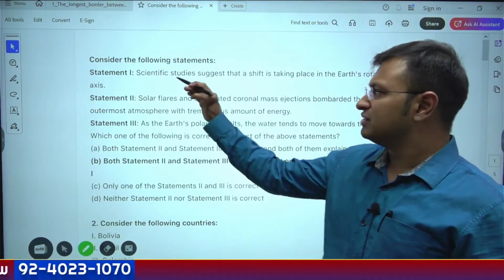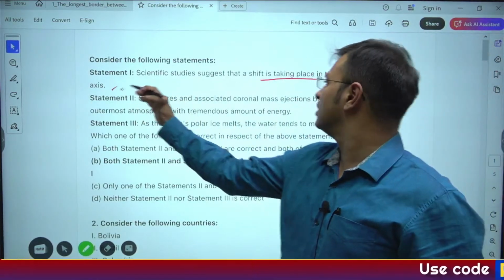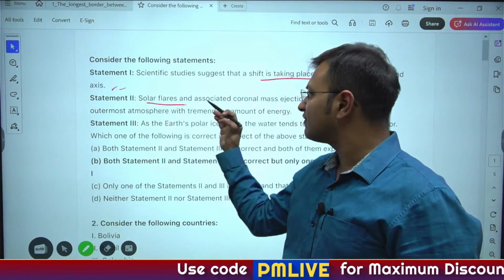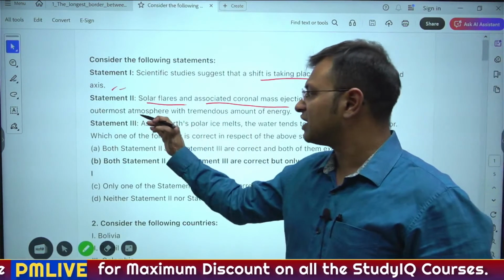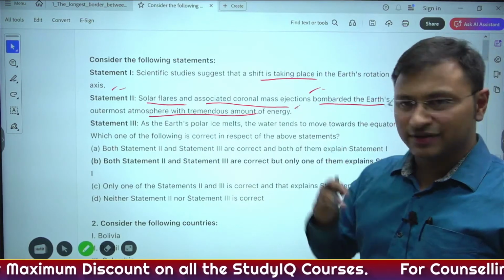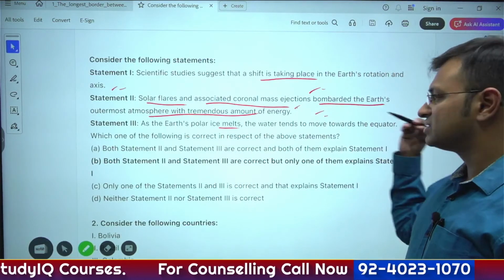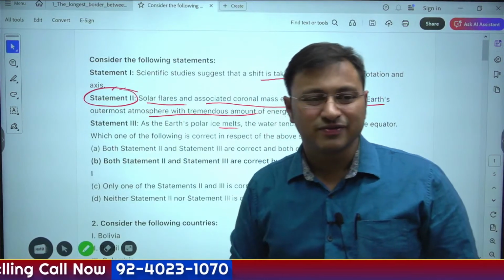Question number 1: scientific studies suggest that a shift is taking place in the earth's rotation and its axis. Then statement number 2: solar flares and associated coronal mass ejections bombard the Earth's atmosphere with a tremendous amount of energy. As the Earth's polar ice cap melts, the water tends to move towards the equator. Now statement number 2 is very much in the news.